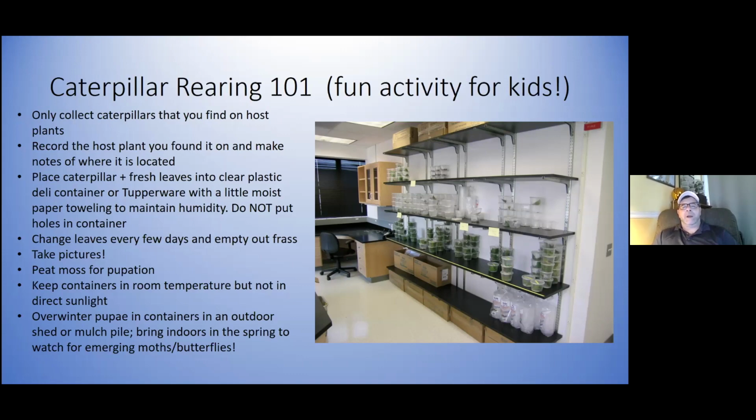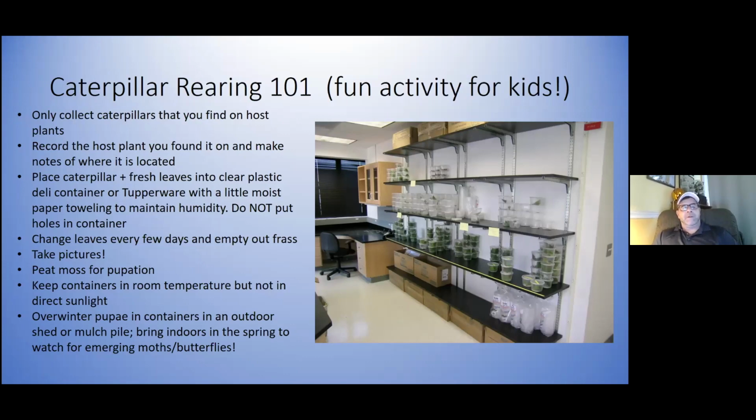The thing you don't want to do that kids always want to do is poke holes in the container, and that just dries out everything, including the host plant. There's plenty of oxygen in a typical container. You don't need to worry about poking holes. Then, of course, you want to change leaves every few days and empty out the frass. I encourage people to take pictures regularly of the different stages.